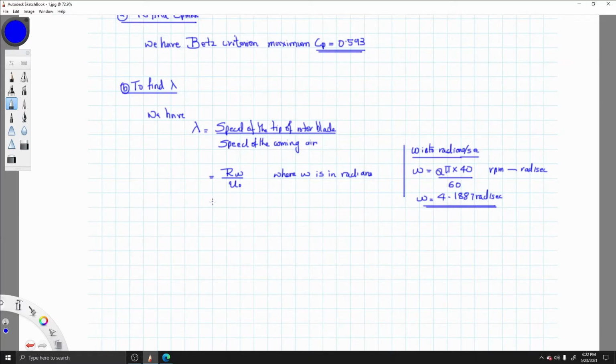So we'll substitute the value: 40 into 4.1887 divided by 20. So upon calculation we get lambda equal to 83.7758.